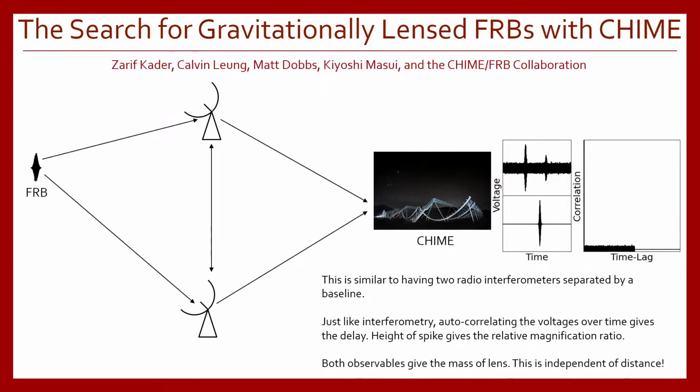So, if you treat CHIME as a correlator and you correlate these feeds as a function of time lag, you'd get a spike corresponding to the gravitational lensing time delay. And then the height of the spike gives you the relative magnification ratio between the two images. And both of these observables give you the mass of the lens. Now, the cool thing is the measurement is independent of distance, which means that we don't need to know where the FRB is in order to know if there's a gravitational lens along the line of sight.